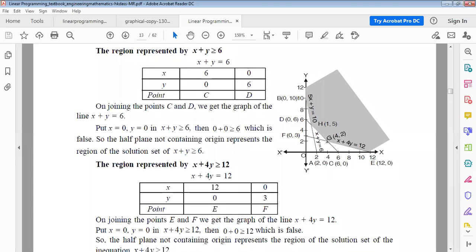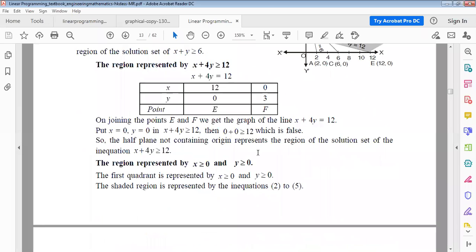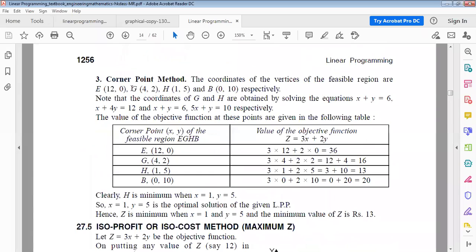Actually, there are two intersection points, one is Z and the other is H. Z is the intersection point of constraints 2 and 3. Solving equations 2 and 3, we get 4 and 2. And the intersection point H is of constraints 1 and 2. Solving those, we get the corner points.